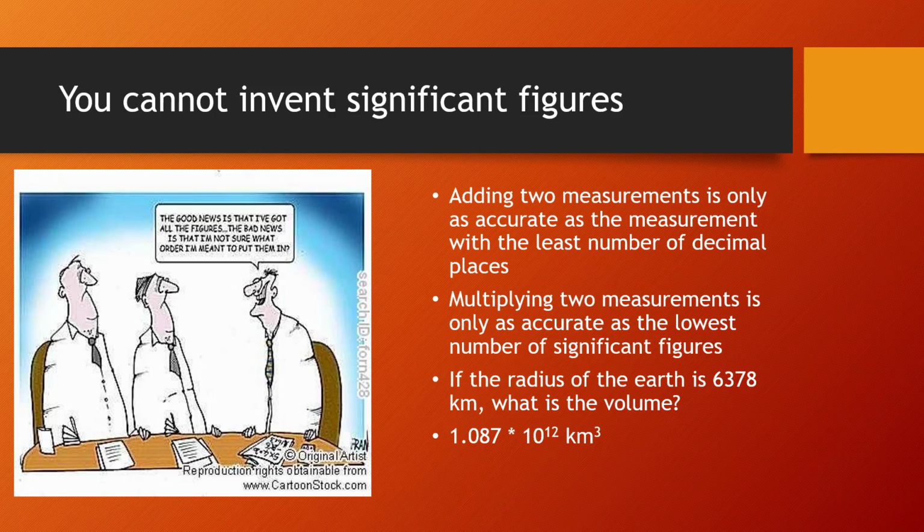When you are multiplying two measurements, it's only as accurate as the lowest number of significant figures. That is why we have you practice counting the number of significant figures. So it's only as accurate as the least accurate measurement. So if the radius of the Earth is 6378 kilometers, what's the volume? Well, we can calculate it as 1.087 times 10 to the 12th cubic kilometers because we're cubing it there and we have four significant figures.